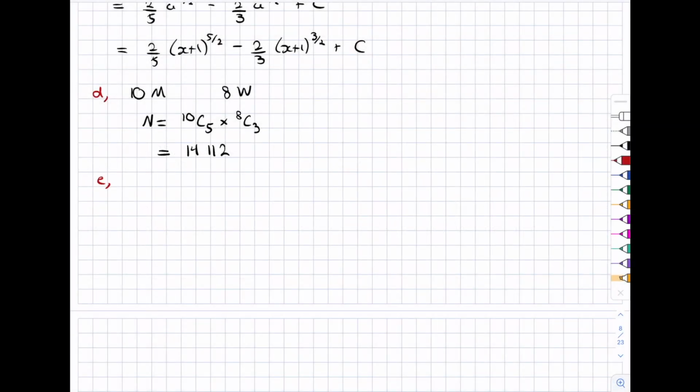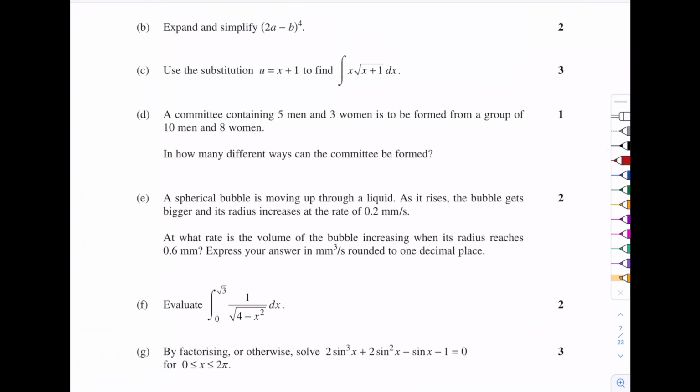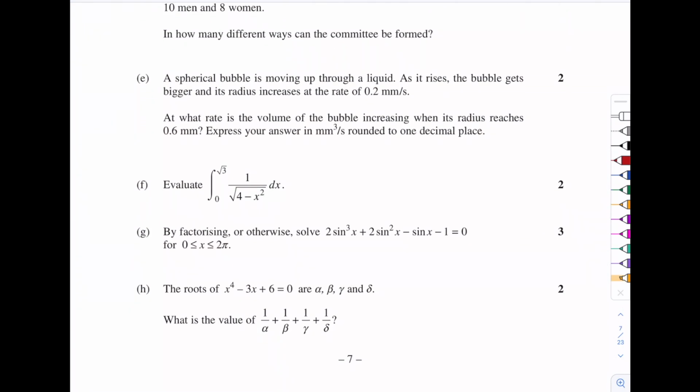Okay, so as I'm reading a question like this, I always like to try to note down the information that's given to me as I'm going through it. So I'm actually going to go up to the question and show you how I would do that as I read through the question. So we've got a spherical bubble moving through a liquid. As it rises, the bubble gets bigger and its radius increases at a rate of 0.2 millimeters per second. So here I know that the rate of change of the radius, dr on dt, is 0.2 millimeters per second. And I know that it's positive because the radius is increasing. Okay, if it was decreasing at that rate, I would have to have a negative sign.